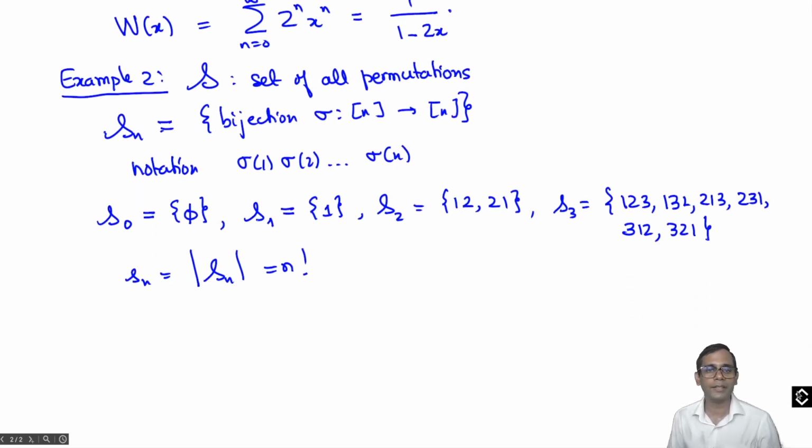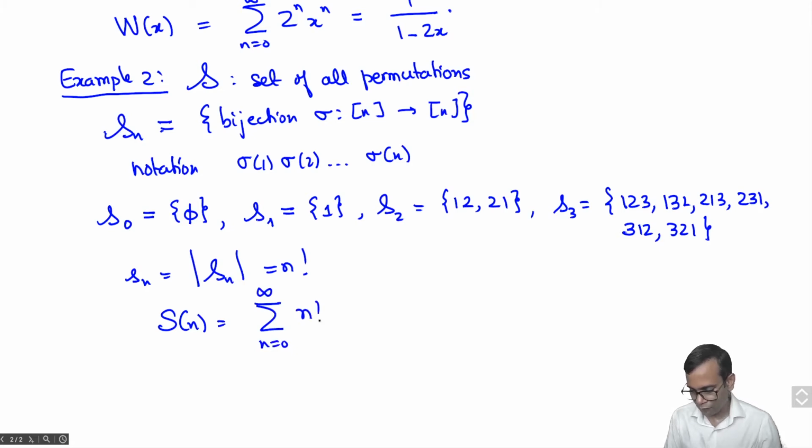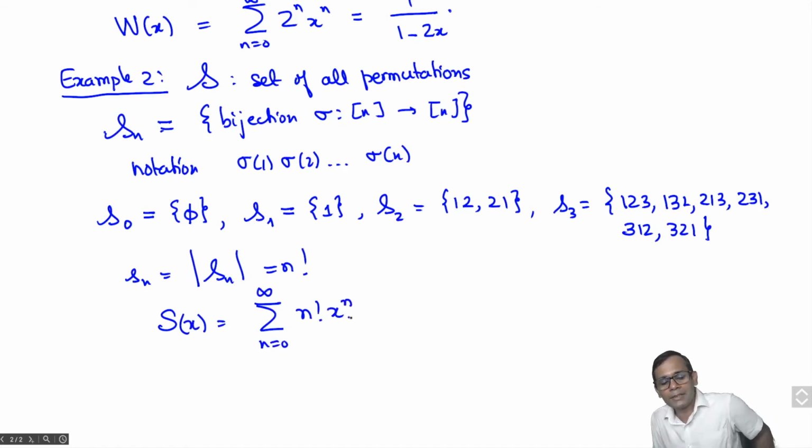And the ordinary generating function of this combinatorial class is going to be S(x), the summation n goes from 0 to infinity of n factorial x to the power n. And this power series, if you were to try to treat it as an analytic function, would not have a positive radius of convergence. However, it is perfectly fine as a formal power series.